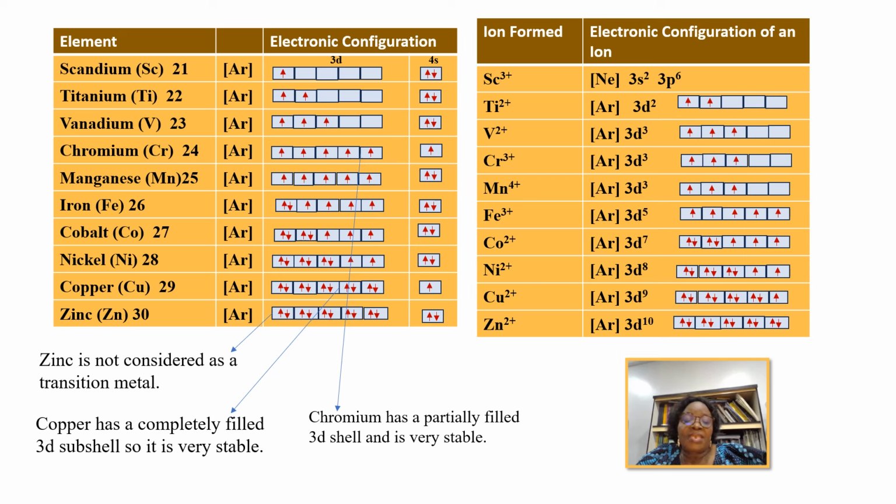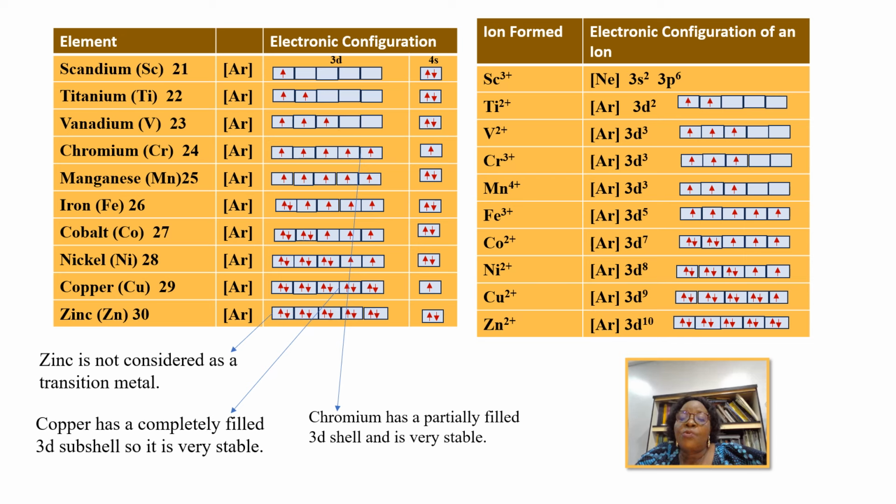Now let's look at the ions that are formed. The ion formed from scandium is when scandium loses 3 electrons. Its electronic configuration will be the neon structure, 3s2 3p6, and that tells us that scandium does not have a d orbital. So the scandium 3+ ion is not a transition element because there is no d orbital electron in it. Titanium 2+ ion has lost its 4s electrons. It will now have only 2 electrons in the d orbital.